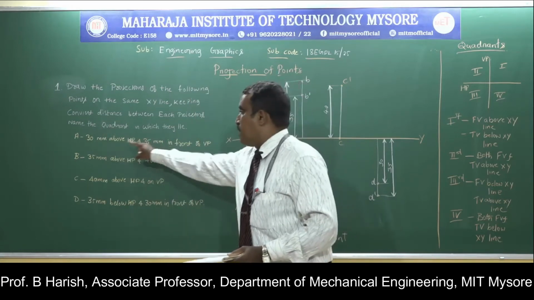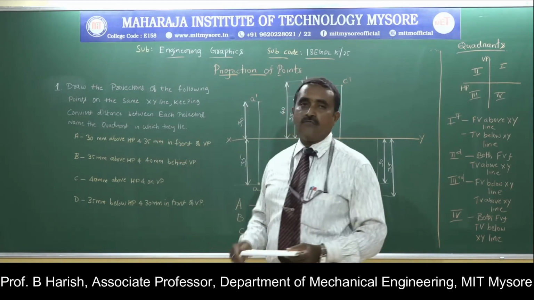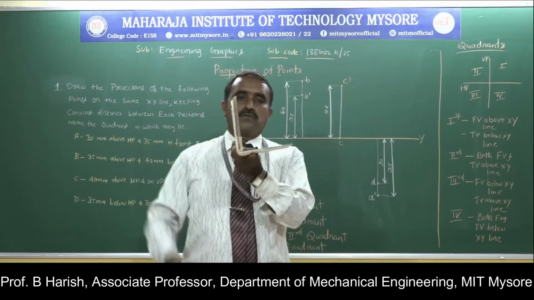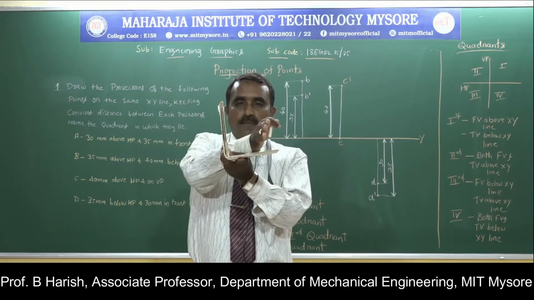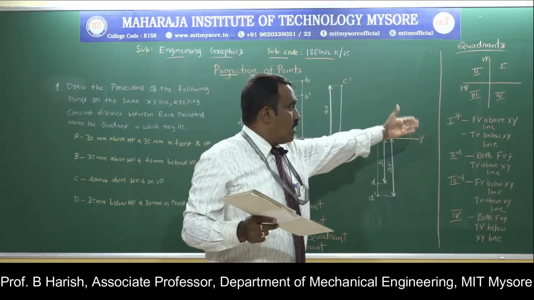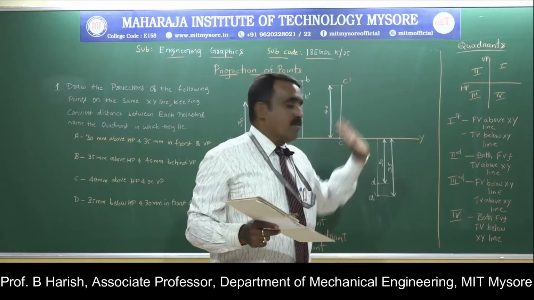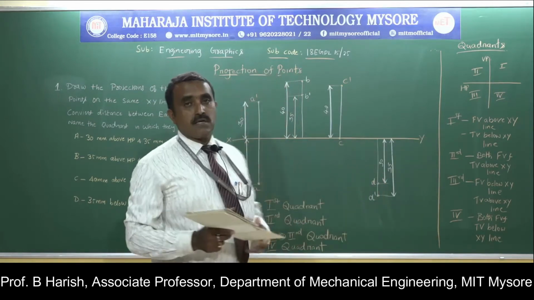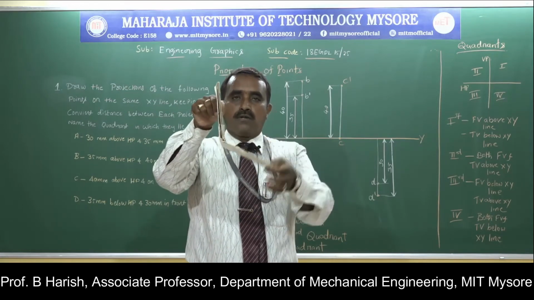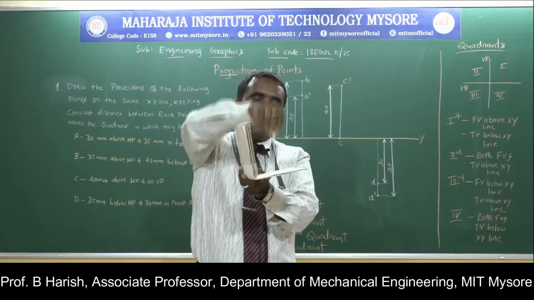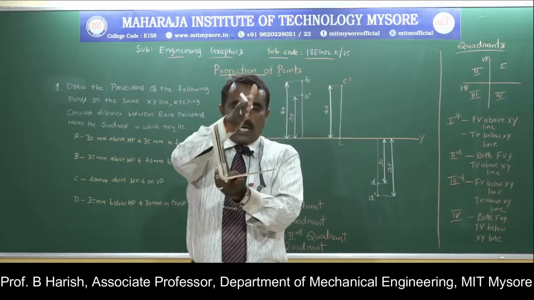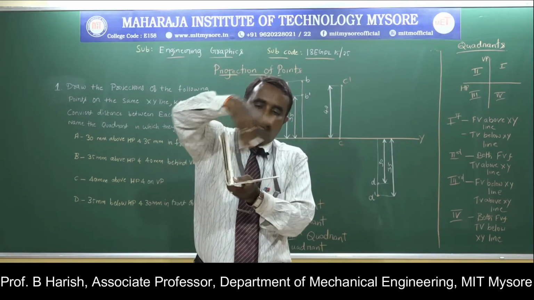First point, 30 mm above HP and 35 mm in front of VP. So how to draw the projections? This is the first quadrant, 30 mm above HP, 35 mm in front of VP. So top view is here, front view is here. I know in the first quadrant the front view will be above xy line, top view will be below xy line. So how to draw the projections? The rule says that the vertical plane is fixed, the horizontal plane is rotated like this. 30 mm above, 35 mm in front of VP. So my front view is here, top view is here.